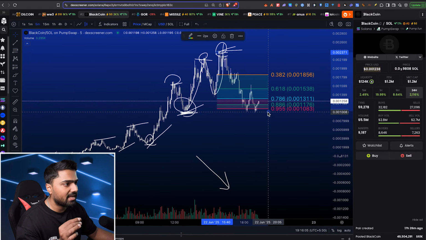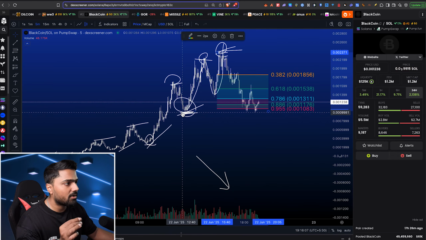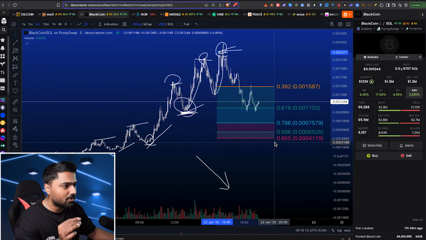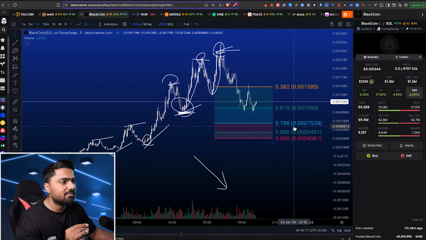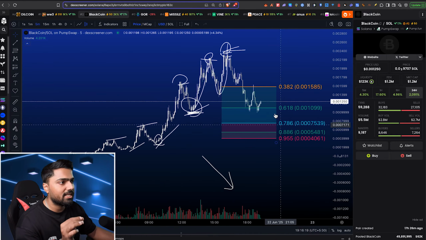So the moment you break below these lows at around 0.00009981, you are going to shift it all the way back down to this low right here, and then you are looking for the 0.786 and the 0.886 Fibonacci levels yet again.